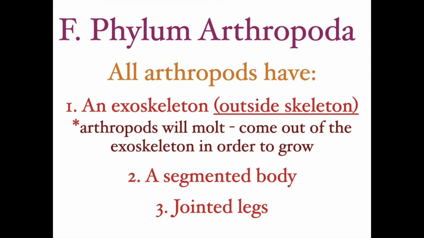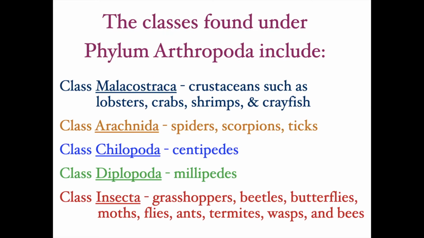Another character trait of arthropods is that it has a segmented body. Included in the segmented body, we will have legs growing off, and it will have jointed legs. So all arthropods will have an exoskeleton, a segmented body, and jointed legs. Now there are 5 classes that are characteristic to arthropods.